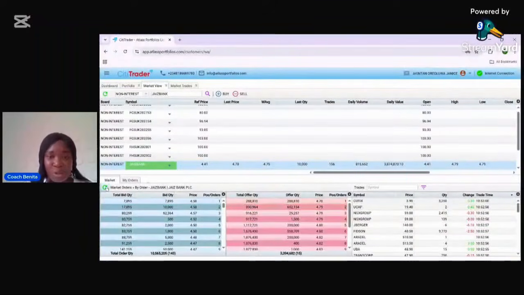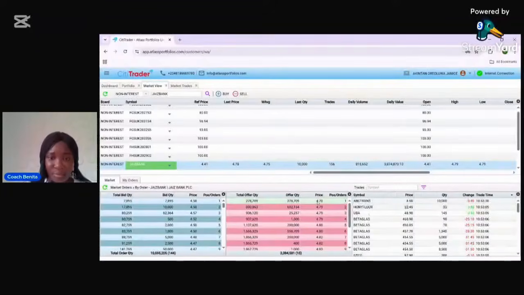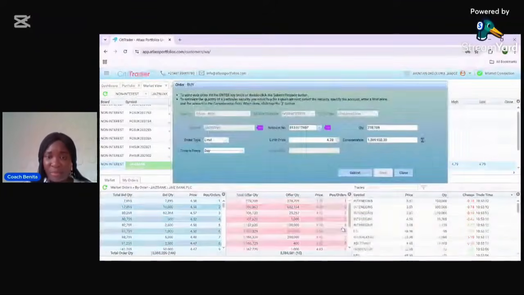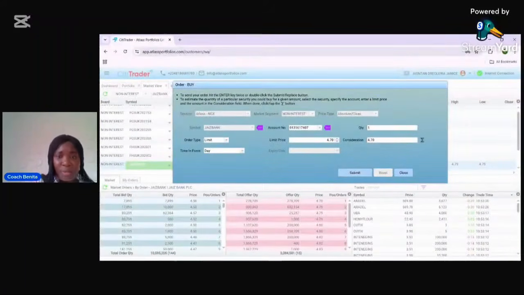If you spot such an opportunity, instead of waiting to place a bid for that price, all you need to do is just come here, click on it, right click, click on match buy. How many units of it do you want to buy? This person wants to sell 278,000 units. Let's say I want to buy one. Just come here, click on one, 470 kobo, submit.